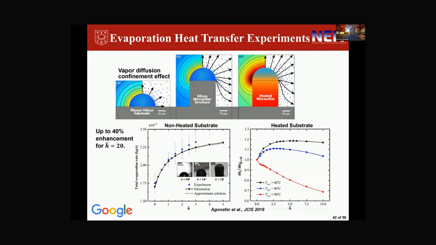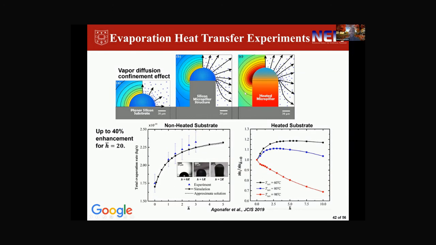Finally, we also wanted to look at what we call the vapor diffusion confinement effect. Typically, sessile droplets are on a planar silicon substrate. The idea here is, what if we suspend these micropillar structures and study different aspect ratios or different heights? What we see for a non-heated substrate is that we could actually increase the evaporation by up to 40%. This is due to a fast change in iso-concentration lines along the impenetrable solid micropillar structure.